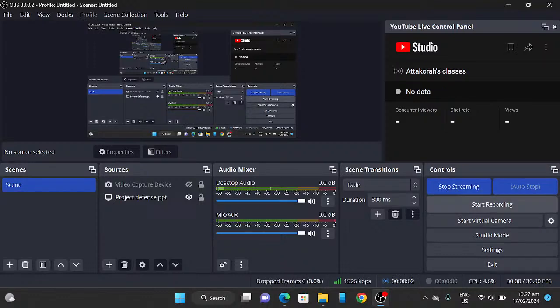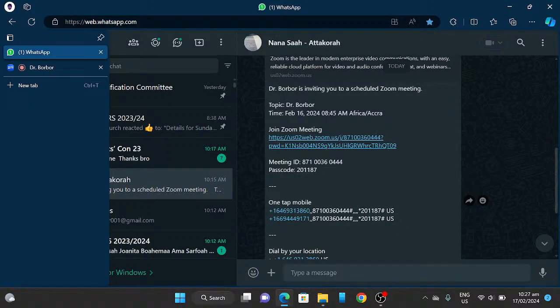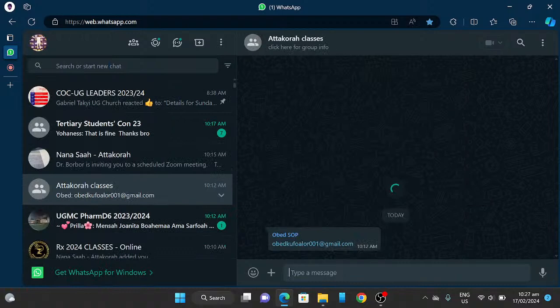Circulation will subsequently cause prostaglandins accumulation, and this will cause vasodilatation, reducing peripheral resistance and BP. ACE inhibitors.